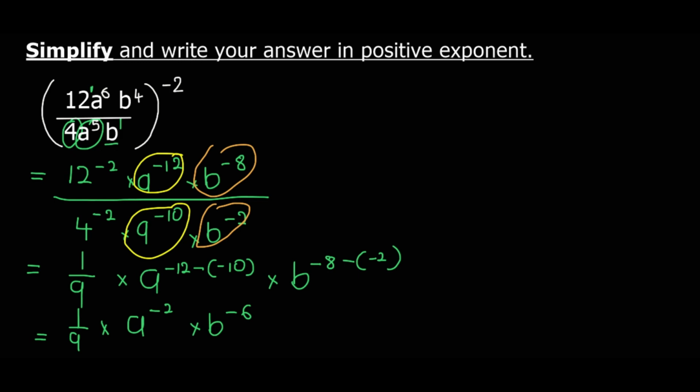Then from this step, I will change a negative exponent to a positive exponent. We have 1 over 9, and then a to the power negative 2 becomes 1 over a to the power 2, and then b to the power negative 6 becomes 1 over b to the positive 6, and then our answer is 1 times 1 times 1 is 1, and then we write 9 a squared b to the power 6, and then this is our answer.